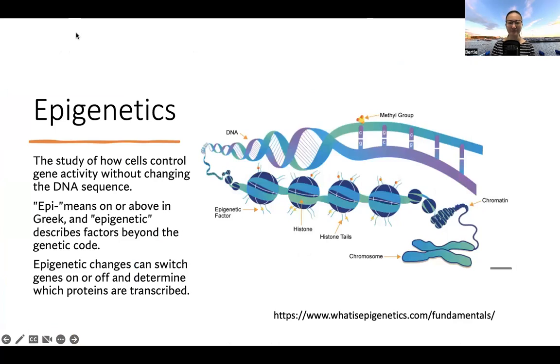Epigenetics. The study of how cells control gene activity without changing the DNA sequence. Epi means on or above in Greek, and epigenetic describes factors beyond the genetic code. Epigenetic changes can switch genes on or off and determine which proteins are transcribed. Here you can see an interesting picture about the epigenetic factor. You can see here the DNA, histone tails, chromosome, chromatin, and methyl group.